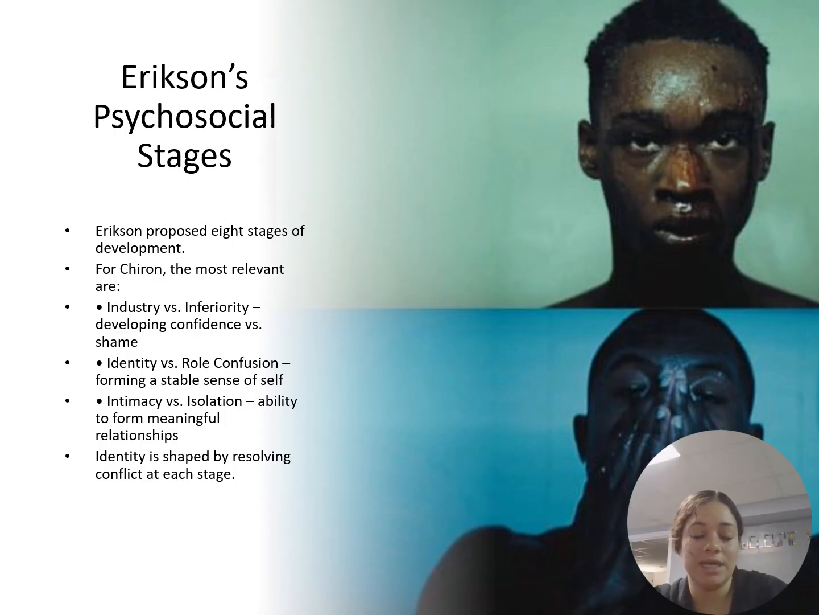The first one being industry versus inferiority, typically occurring in childhood. It's when children develop confidence through social successes or feelings of inferiority when they experience repeated failure or bullying. The second is going to be identity versus role confusion, which occurs in adolescence. It involves developing a stable and authentic sense of self. Factors like peer interactions, family expectations, and societal norms all influence identity formation.